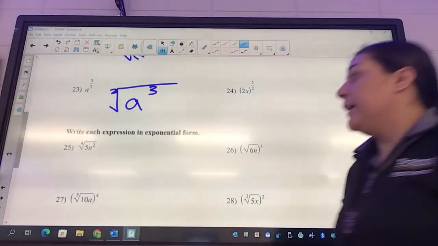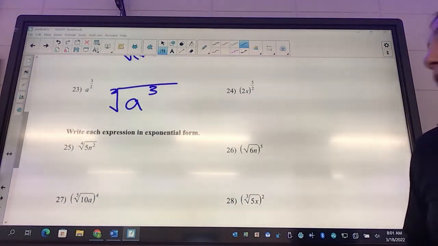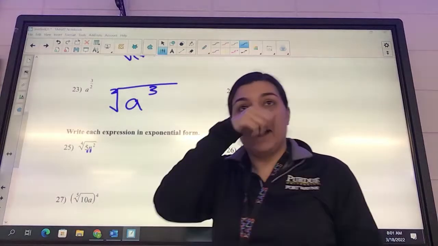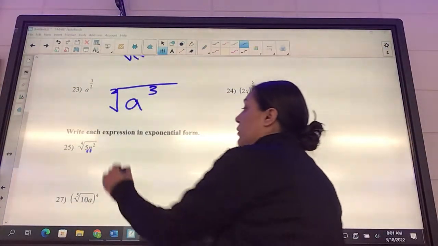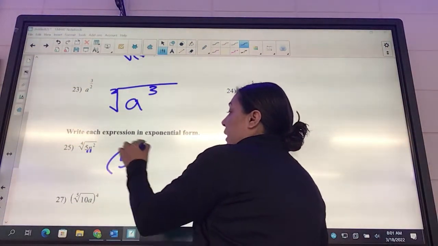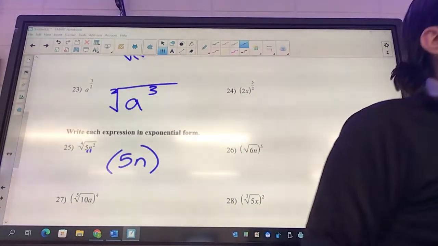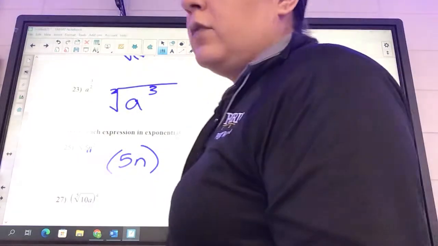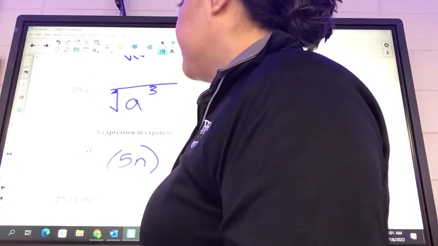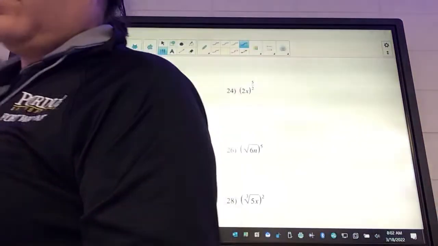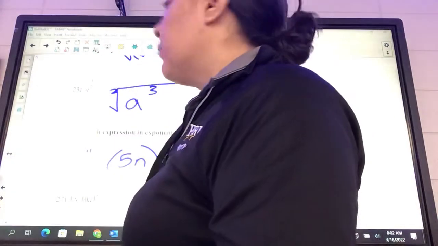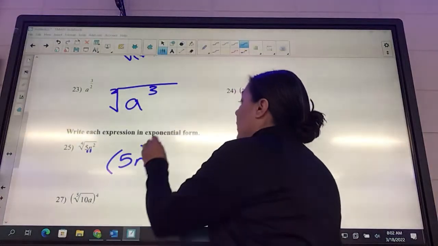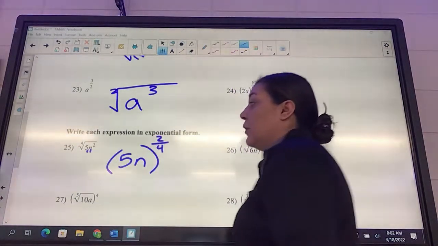Okay, lastly, write each in exponential form. So see how this has essentially a 5 and an n? It has a letter and a number. That means you also need to use parentheses. So it's going to be 5n to the, what goes on top? 2/4, somebody agree? That's what you're saying?